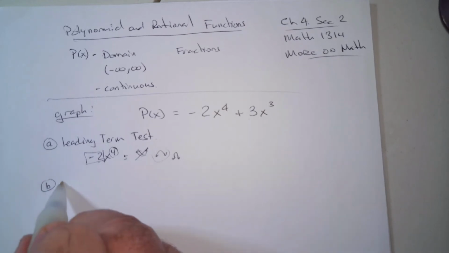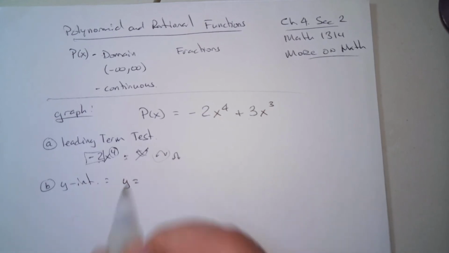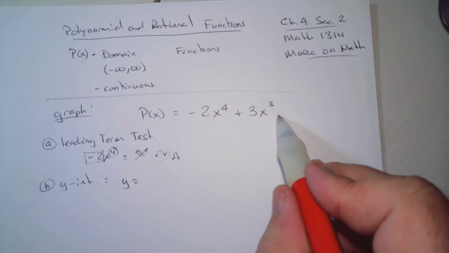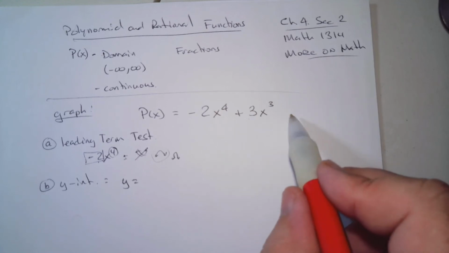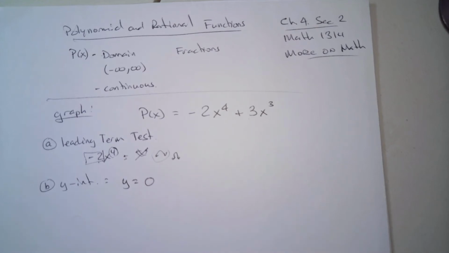B, let's look at the y-intercept. The y-intercept is any constant. Since there's no constant, that means the y-intercept is 0. That means it goes through the origin.